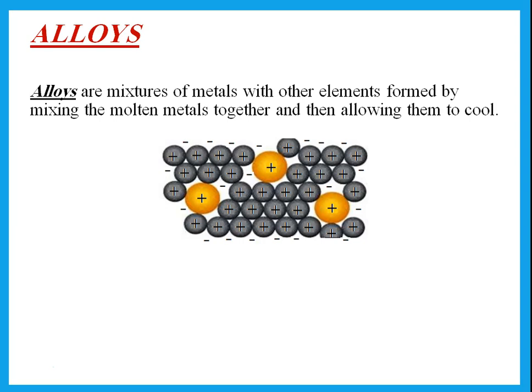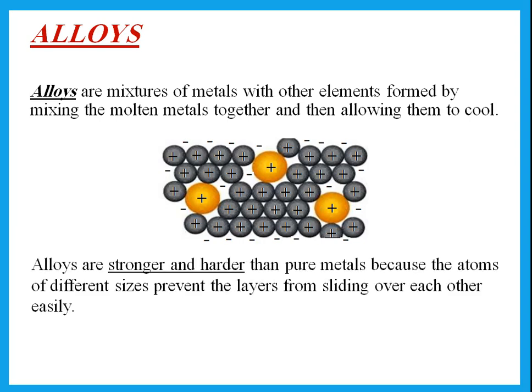But when I say it's a mixture, that means you have different types of positive ions. So some positive ions are bigger than the other positive ions, and that means that you're basically disrupting the regular rows of positive ions. So this is the diagram of an alloy. Alloys are stronger and harder. Something that you have this diagram of would be stronger and harder.